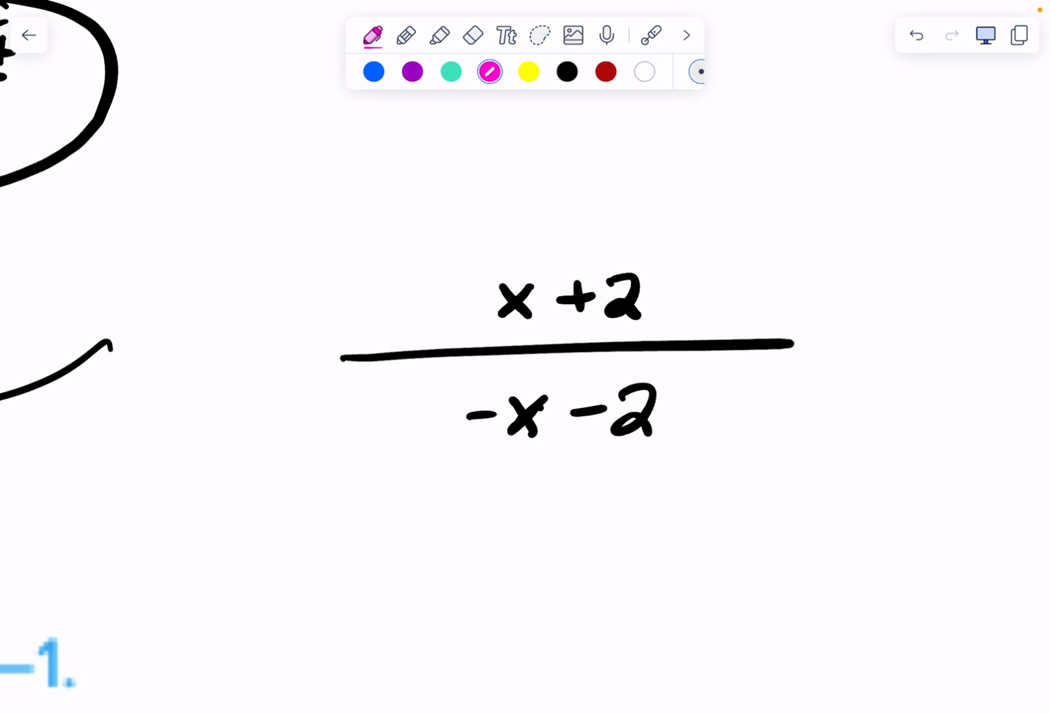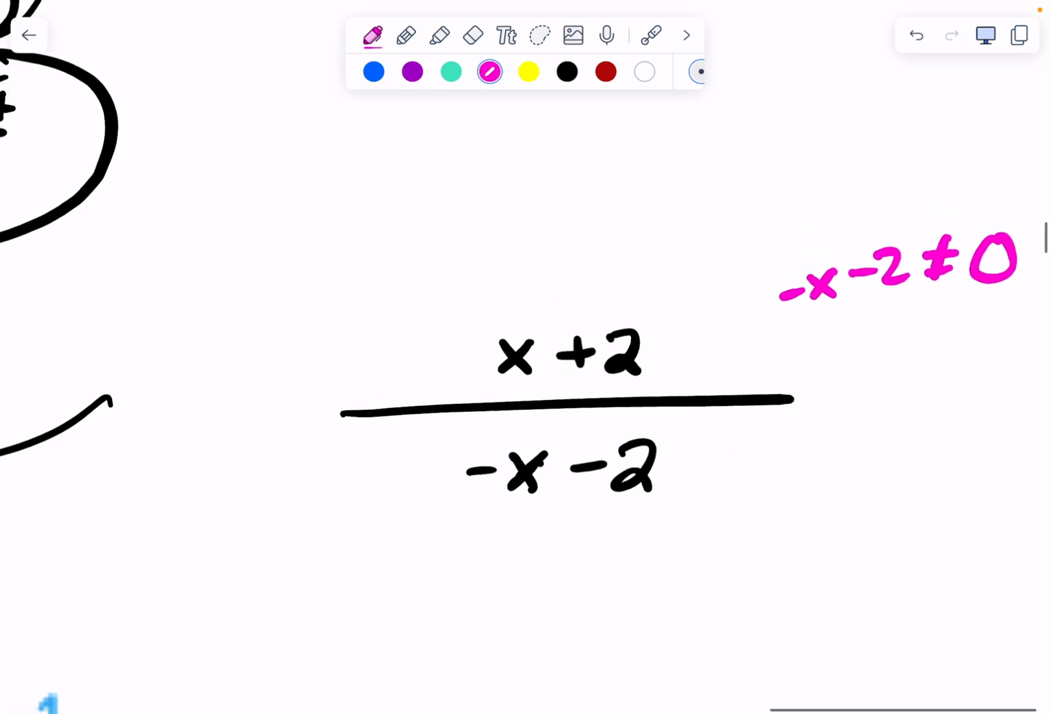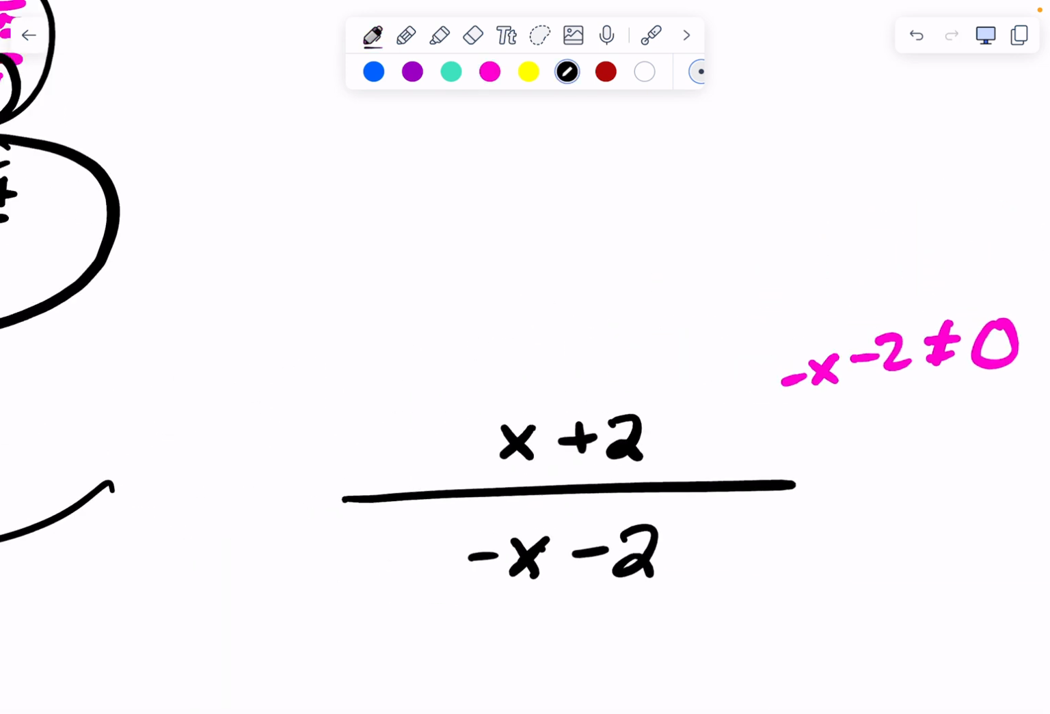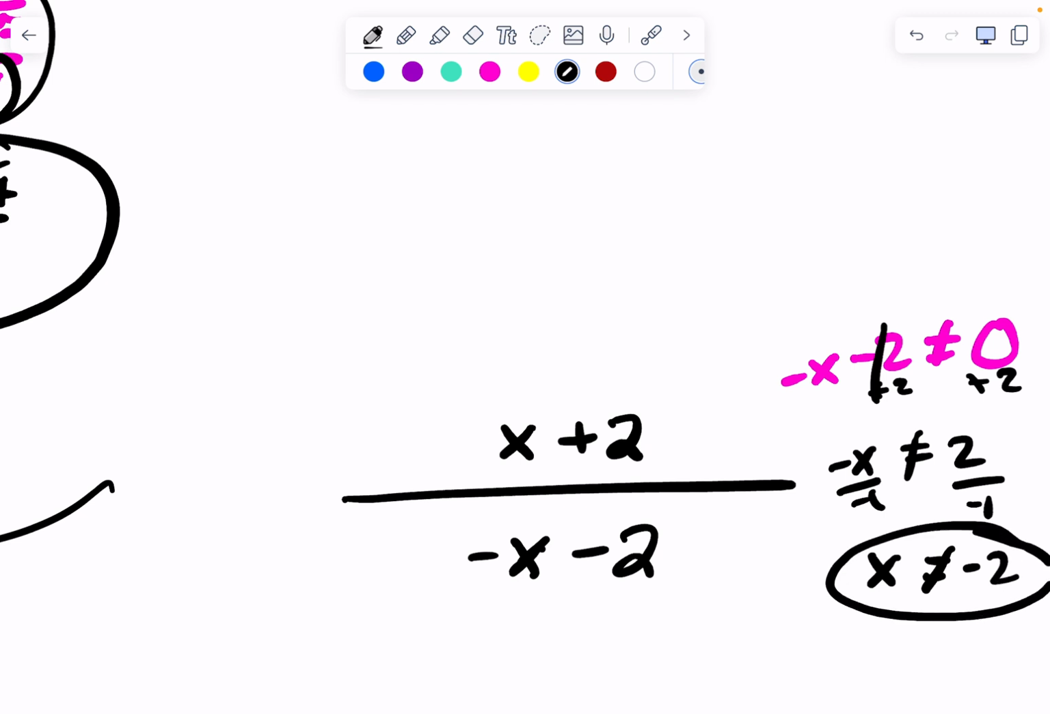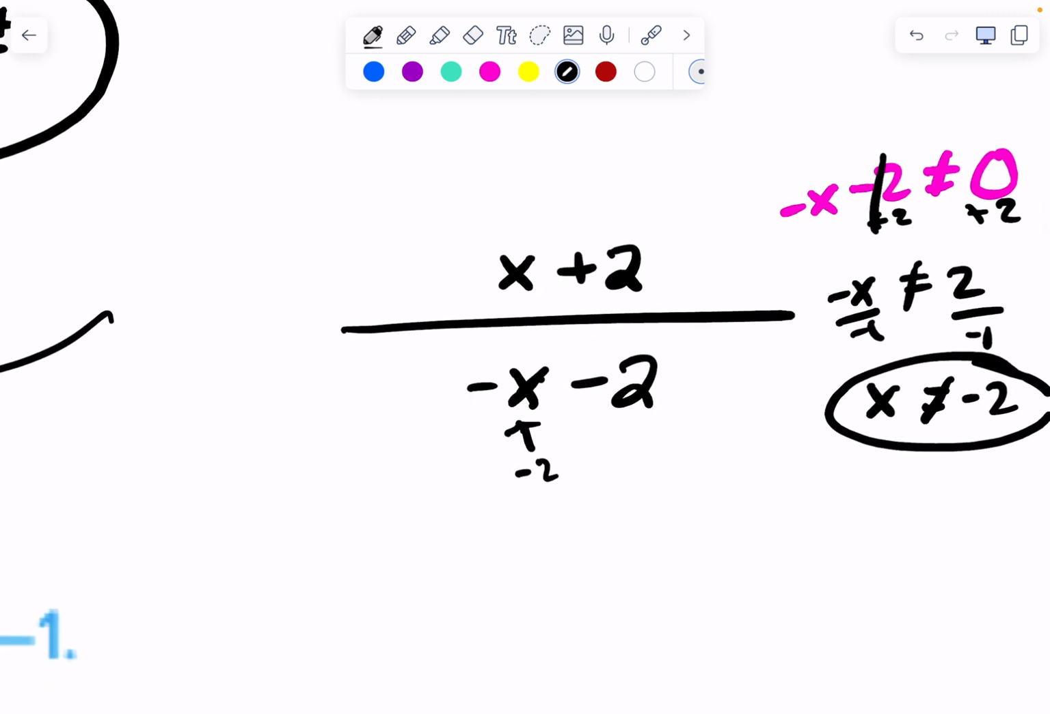This one's harder to think about. Oh, if it's negative 2. I don't want this thing to be equal to 0, right? So I would say negative x minus 2 can't be 0. Okay, then let's solve for x. So I'm going to add the 2 over. You do just like normal algebra. Negative x can't be 2, and I'm going to divide by negative 1. So x can't be negative 2. Now, what happens if I plug negative 2 back in here? I have negative 2 minus 2, which is 0, and I can't have 0 on the bottom, right? Okay, so that's why x can't be.